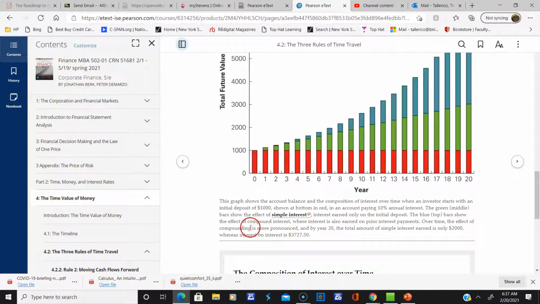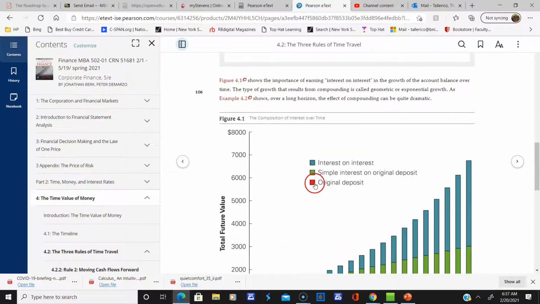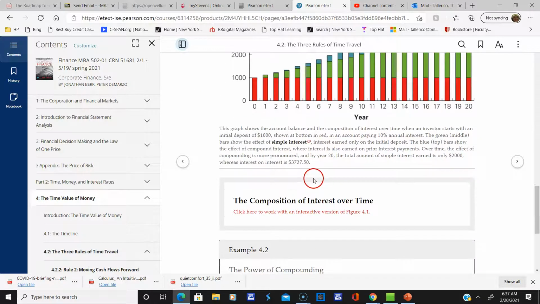All right, over time, the effect of compounding is more pronounced, and by year 20, the total amount of simple interest earned is only $2,000, whereas interest on interest is $3,720. Okay. So you only make one payment in this case, right? An original one-time deposit, all right?